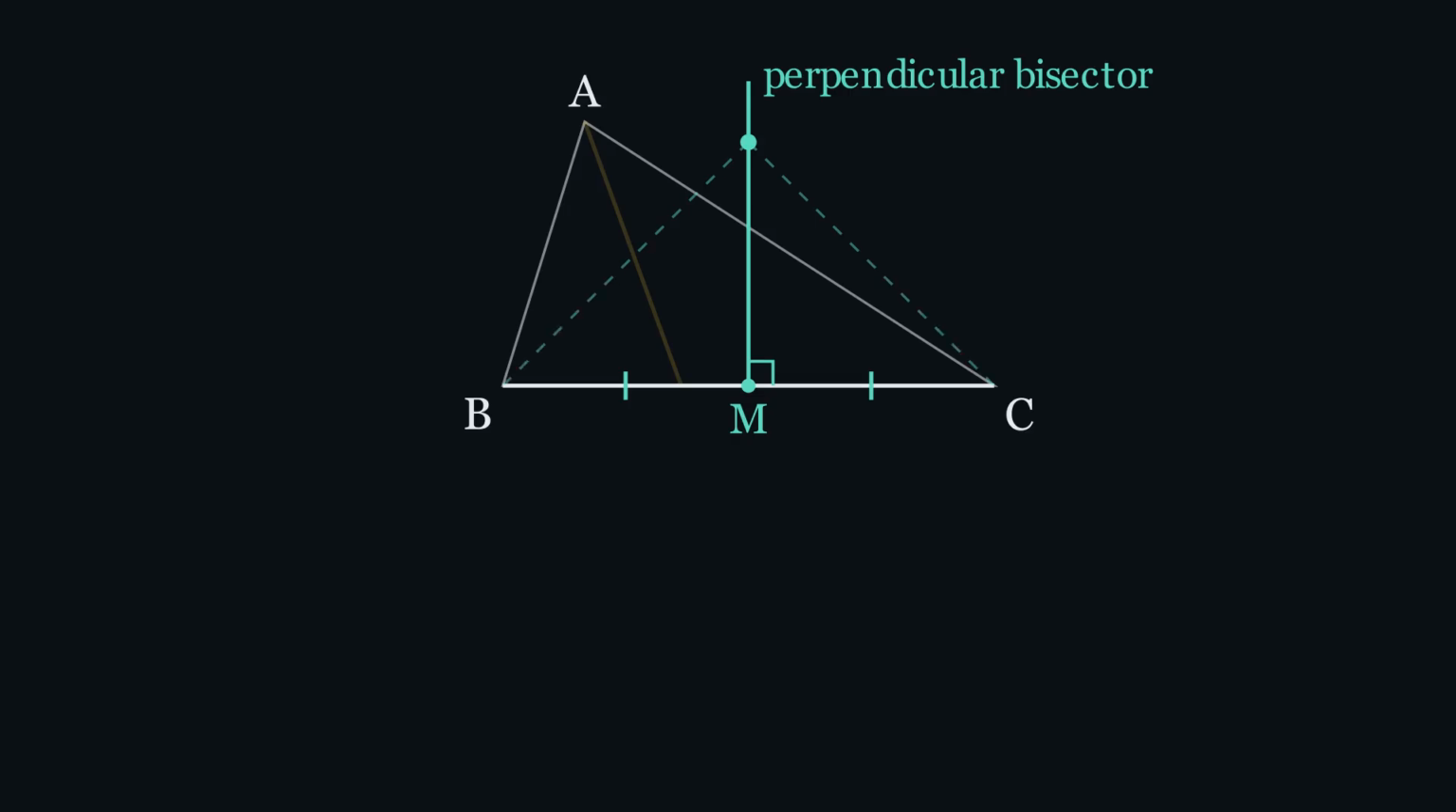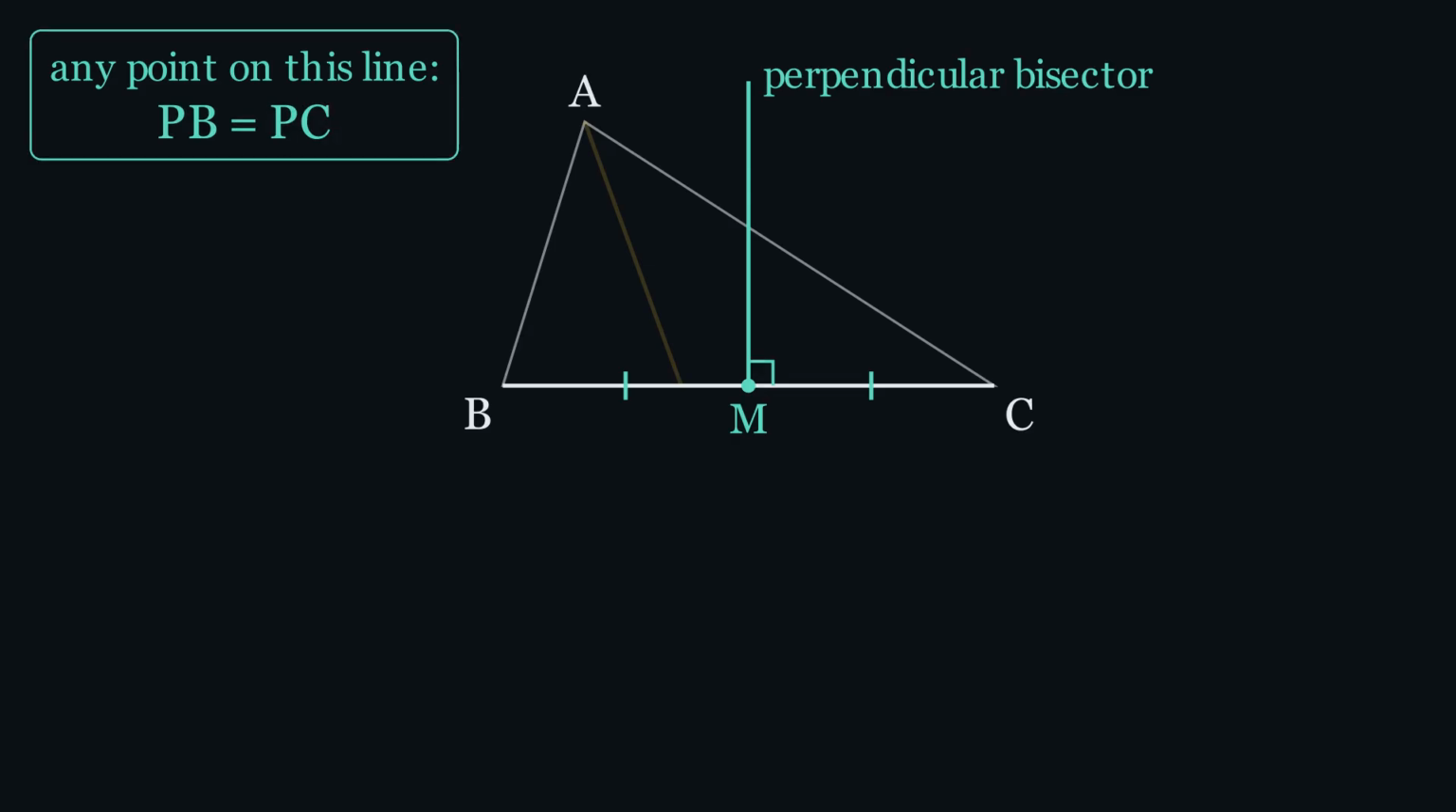Every single point on this line is equally far from B and from C. That's what perpendicular bisector means. Stand anywhere on it, and B and C are exactly the same distance away. That fact is going to matter a lot later, so I'm putting it on screen. Any point on this line has PB equals PC. Now here's the key move.